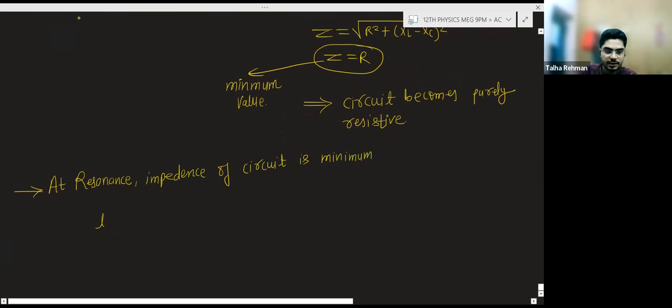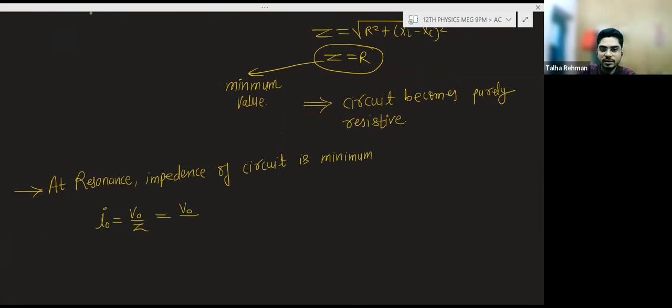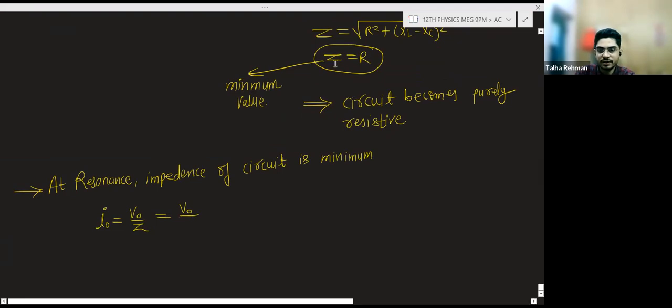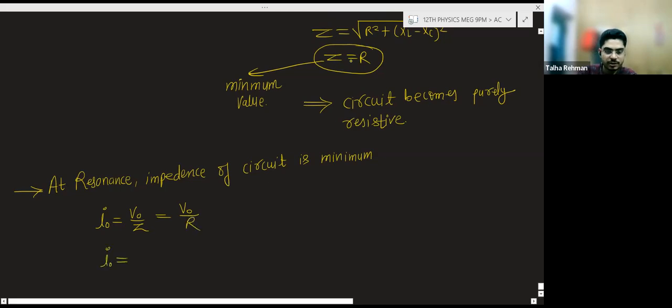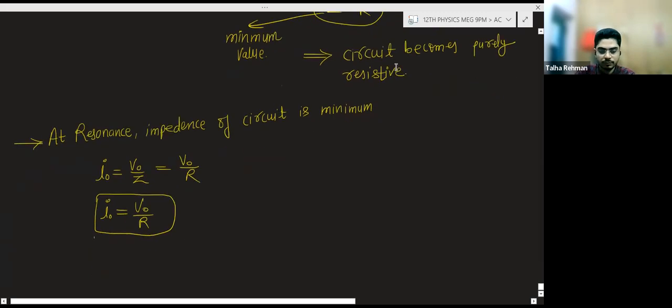and current in the circuit, peak current in the circuit is given by V naught by Z. And what is Z in the series LCR circuit at resonance? R. So V naught by R. So current in the LCR circuit at resonance will be V naught divided by R. This is the maximum current.